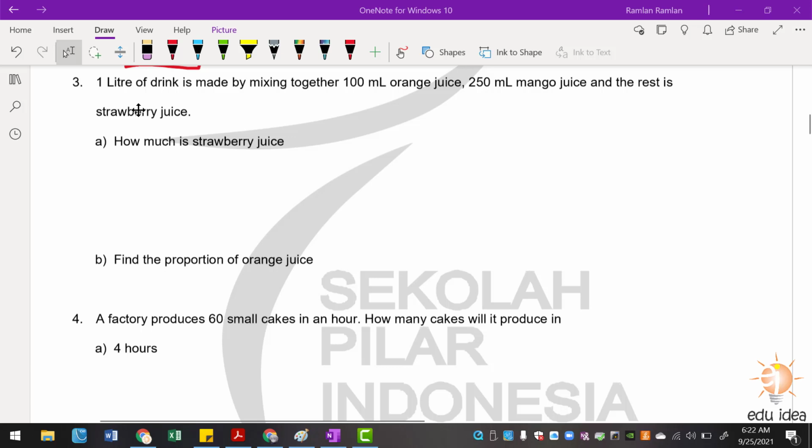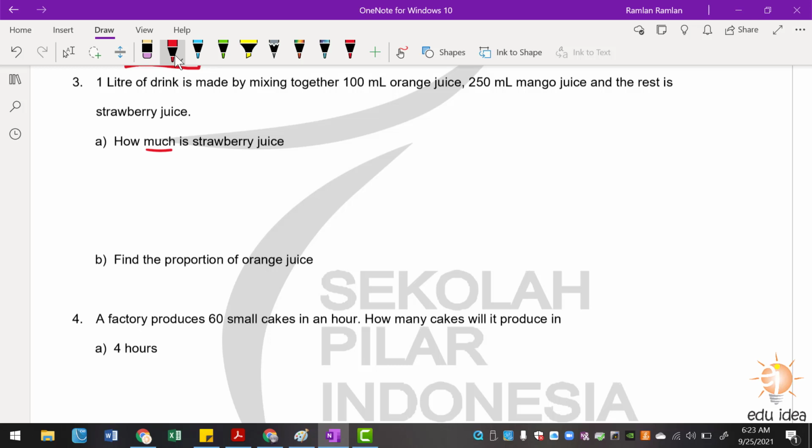Number 3. 1 liter of drink is made by mixing together 100 milliliter orange juice, 200 milliliter mango juice, and the rest is strawberry juice. Question A, how much is strawberry juice? It's not the price, guys. It's the volume. Yeah, the volume of strawberry juice for this one.